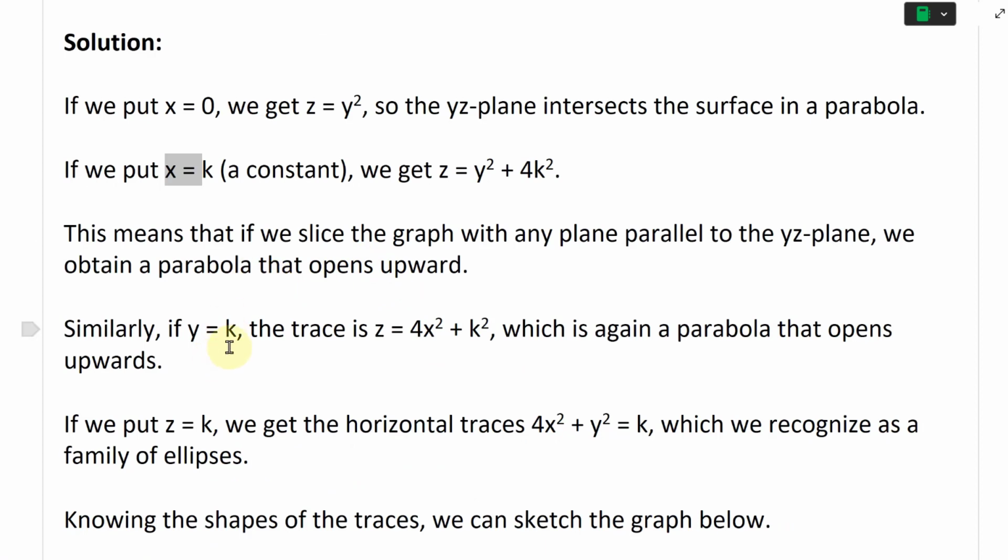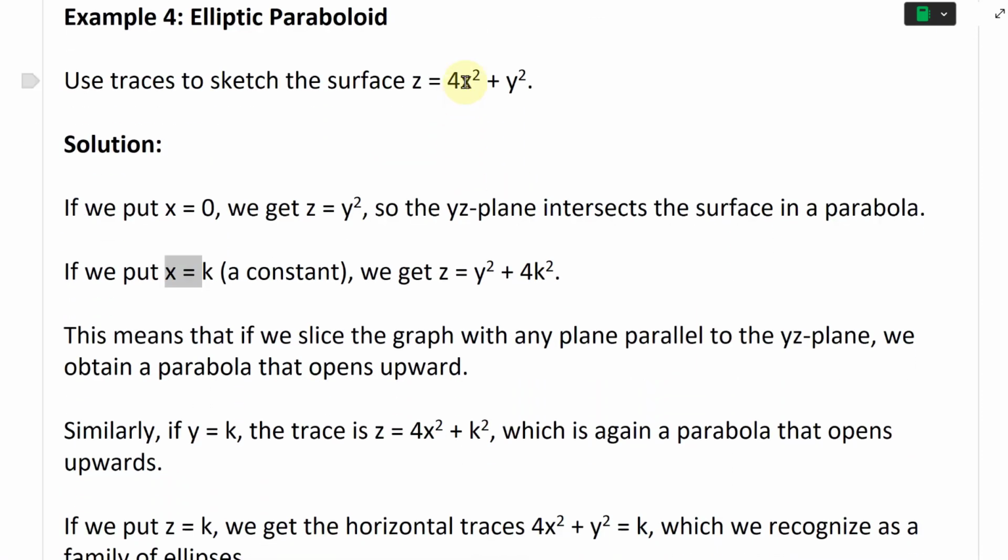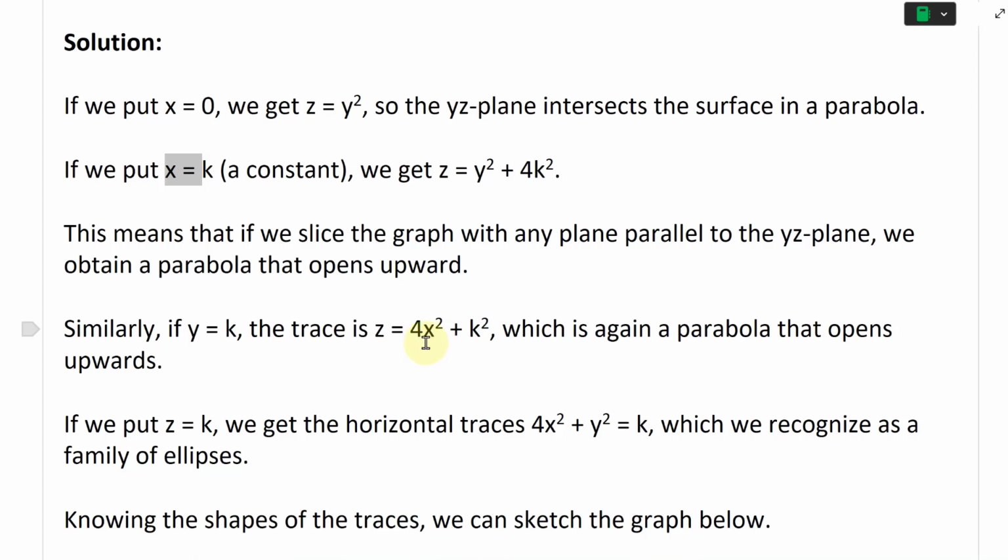So similarly, if y equals k, the trace is, so this is just k, we're going to get z equals 4x squared plus k squared. Yeah, the trace is going to be z equals 4x squared plus k squared, which is again a parabola that opens upward. Again, this just means it's shifted and so on. And there's no negative, so it's just going to be a basic parabola just going upwards like that.